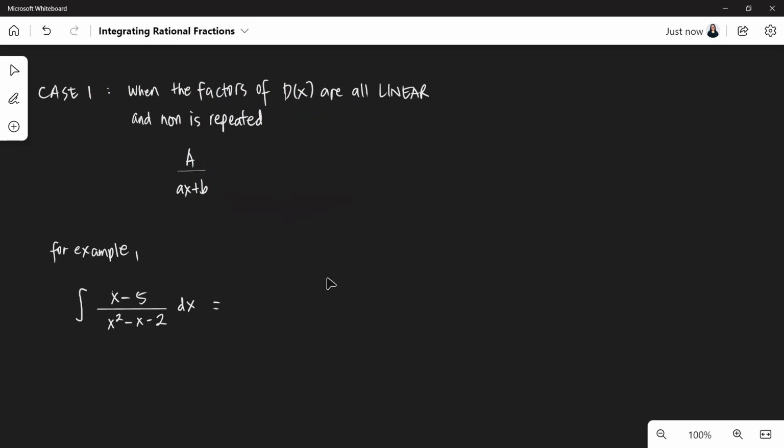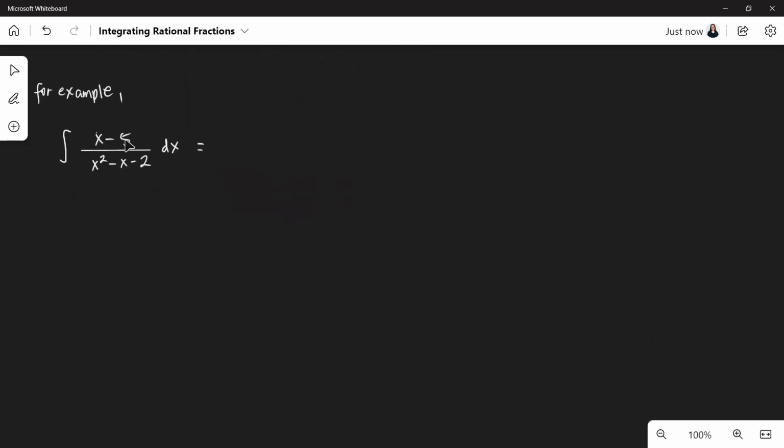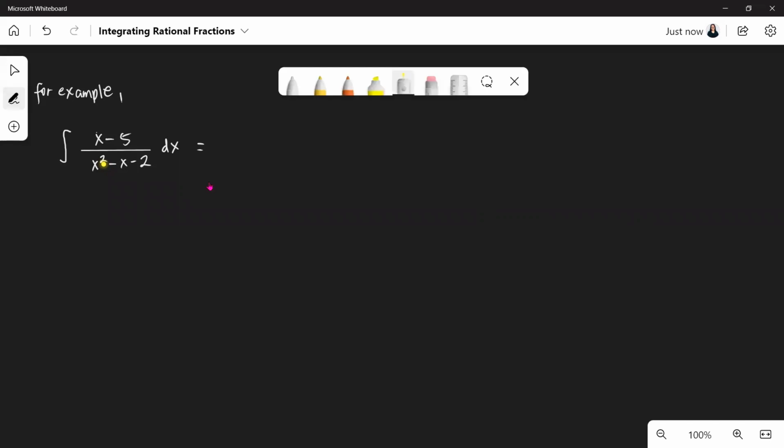For example, if we have x minus 5 all over x squared minus x minus 2 for the fraction, it's a proper fraction because the degree of the numerator is 1 and the degree of the denominator is 2. So 1 is less than 2, therefore it's a proper fraction. We need to resolve this into partial fractions. The number of linear factors will be equal to the number of partial fractions that we need to form.